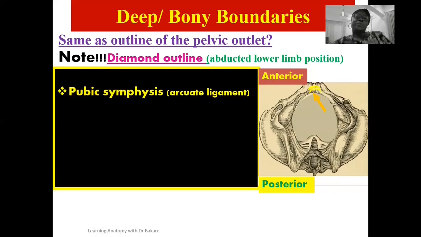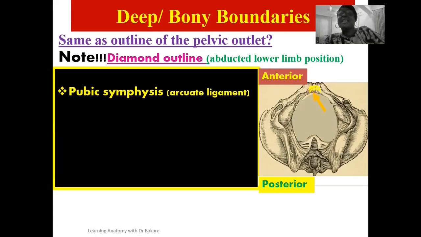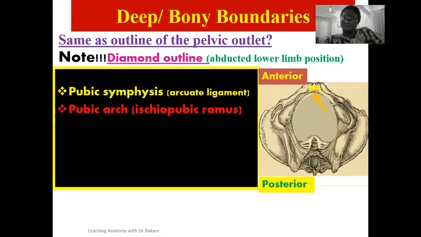So if you talk about the bony alignment or configuration of the perineum in the mid-anterior region, you have the pubic symphysis and also the underlying arcuate ligament. And because we say it's diamond-shaped, the anterolateral outline is formed by the pubic arch. This is what is highlighted here in red. And this pubic arch is also referred to as the ischiopubic ramus. If you go more to the lateral edge, at this point, we have the ischial tuberosity, arrowed in green.